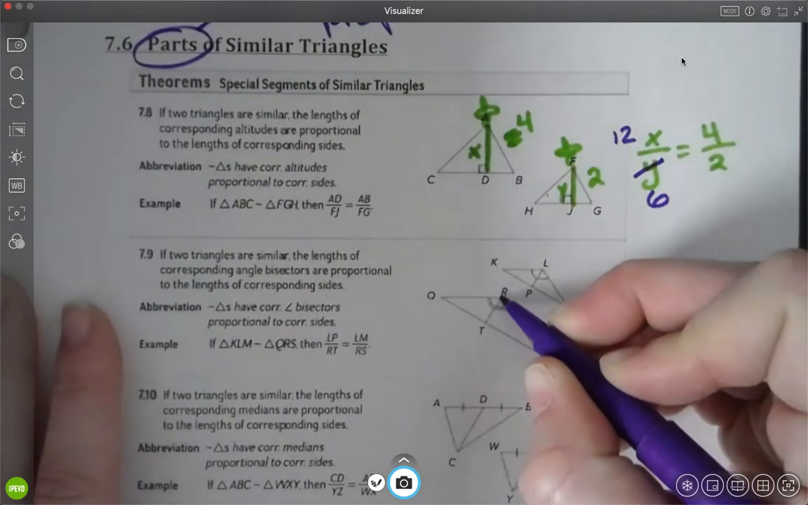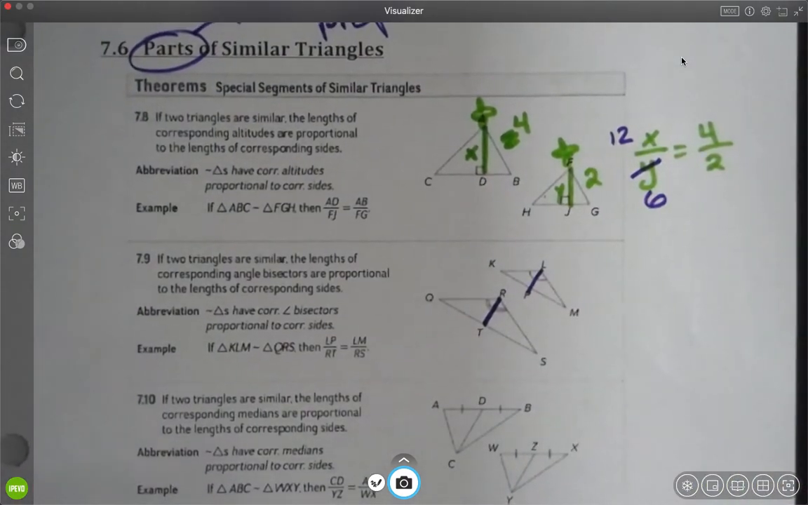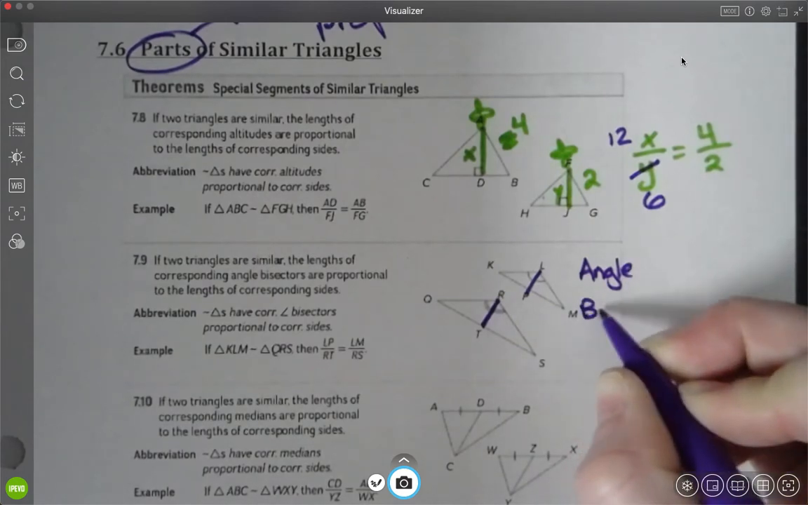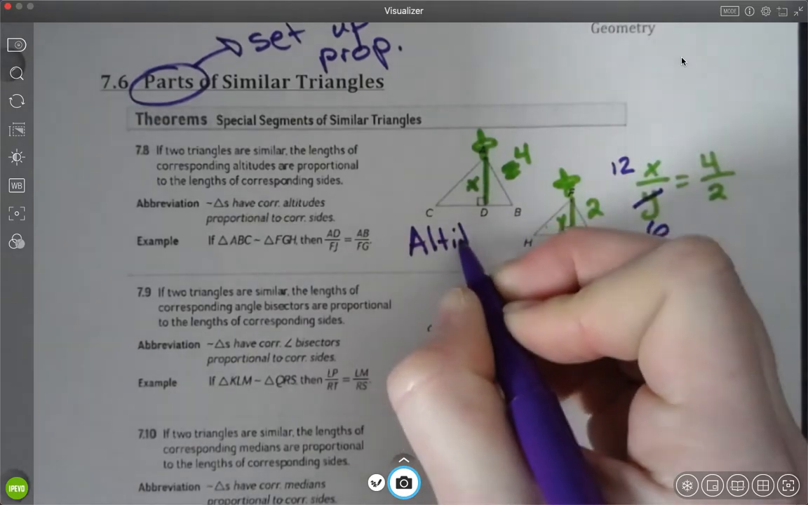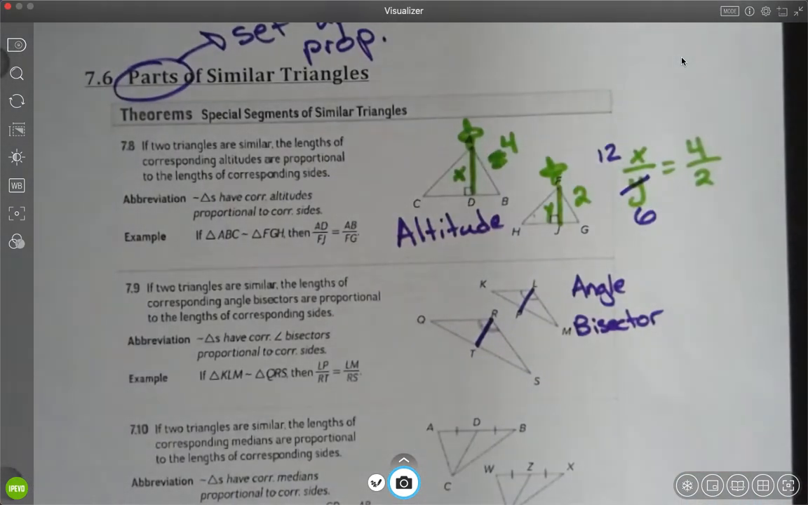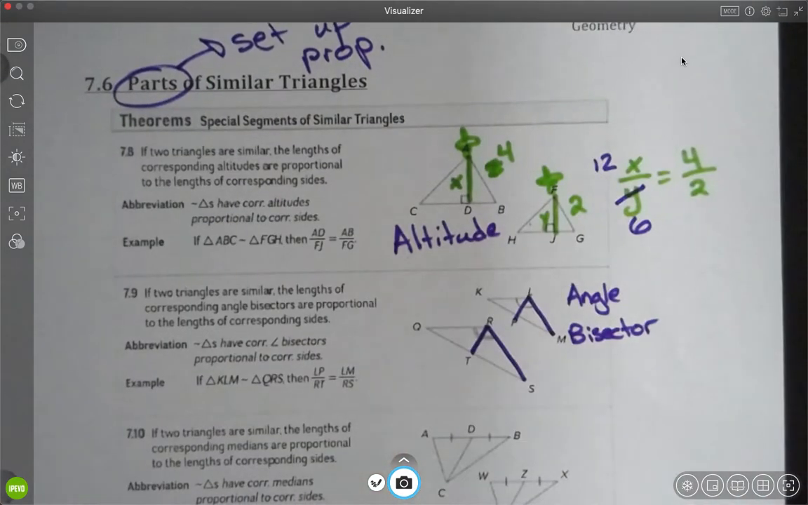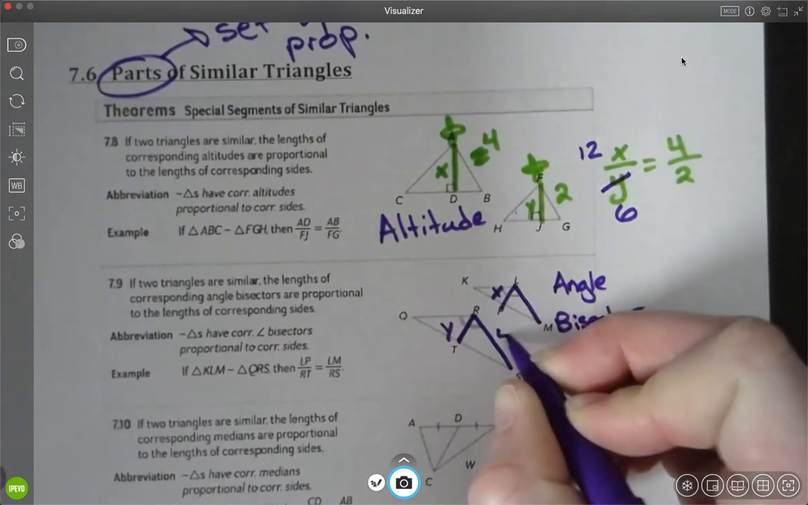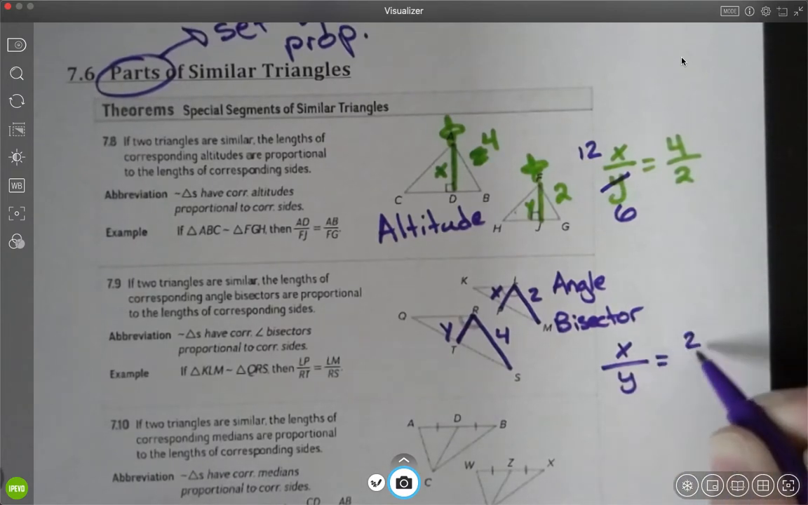This guy right here, what is this thing? These two lines, what is it bisecting? It's an angle bisector. I'm going to write that on here: angle bisector. Okay, this guy is an altitude, and this guy is an angle bisector. Any one of these sides, let's say I look at those two pieces of the triangle. Let's say this is X and Y, and this is 4, and this is 2. I could say that X over Y is equal to 2 over 4, right?